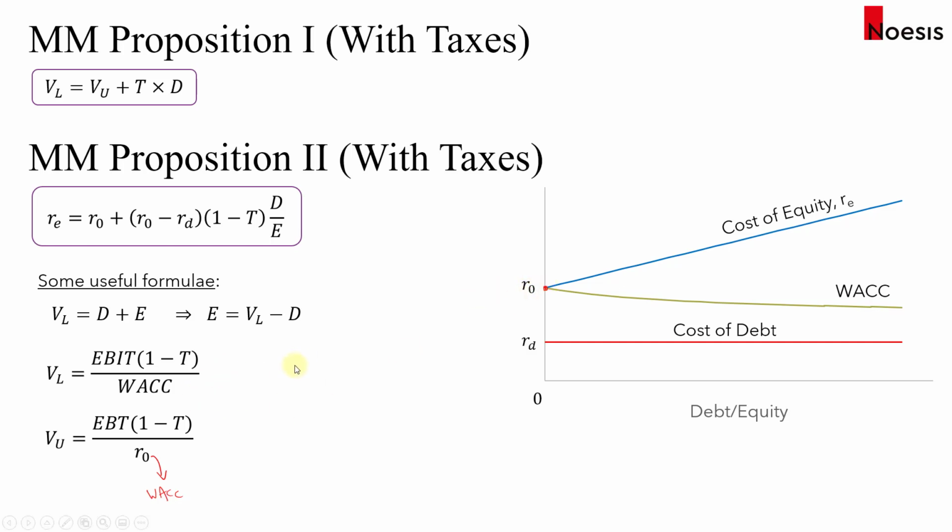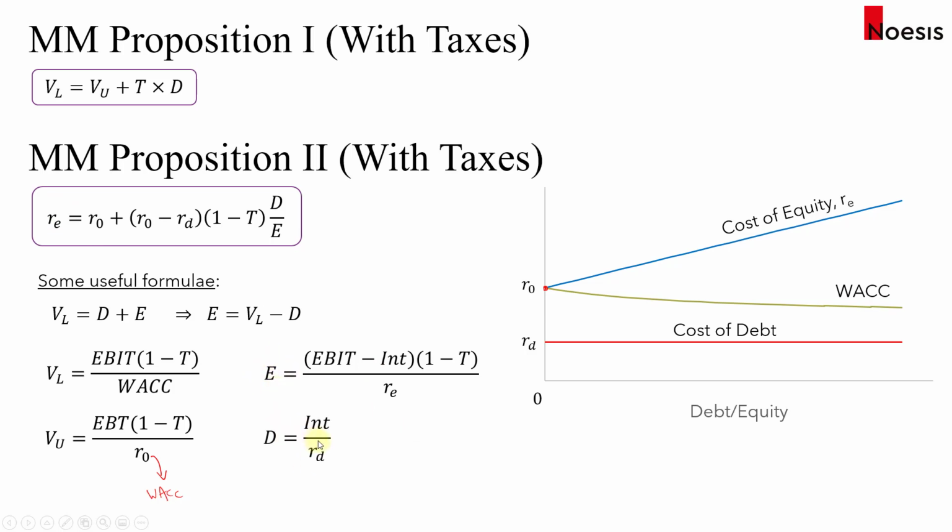Now, if you are looking for the equity value using a similar perpetual formula, then you will take the net income, which is EBIT minus interest, that's EBT, and EBT after tax is net income. So if you take the net income divided by the cost of equity, which is based on proposition 2, then you will get the value of E, the equity.